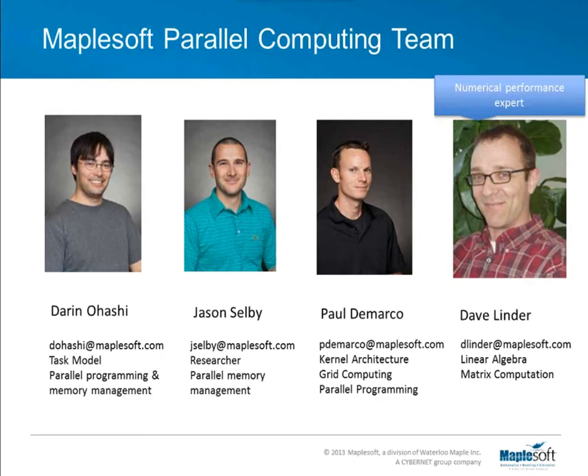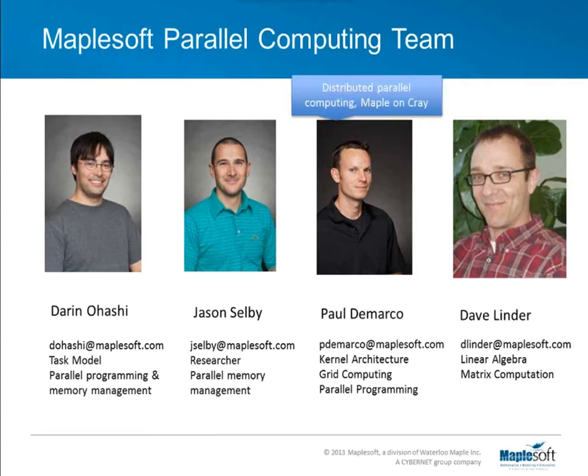Dave Linder is our numerical performance expert. He integrates the latest third-party parallelized math routines into Maple. And this is Paul DeMarco. He's our expert on parallel computing, distributed parallel computing. He's recently run Maple on a Cray supercomputer over 16,000 nodes. We'll learn more about this project later.